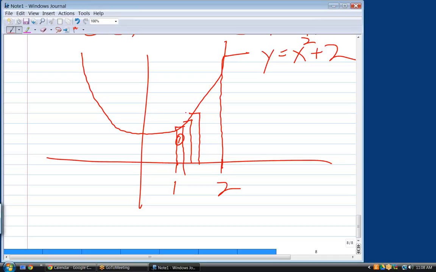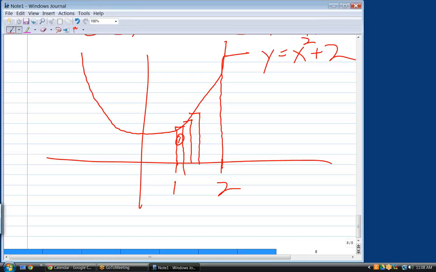If I only draw 2 rectangles, I get a very rough approximation of the area under that curve. But if I draw 10, I'm much closer to the true area. And if I draw 100, I'm closer still. Well, the secret is to let the width go to 0.